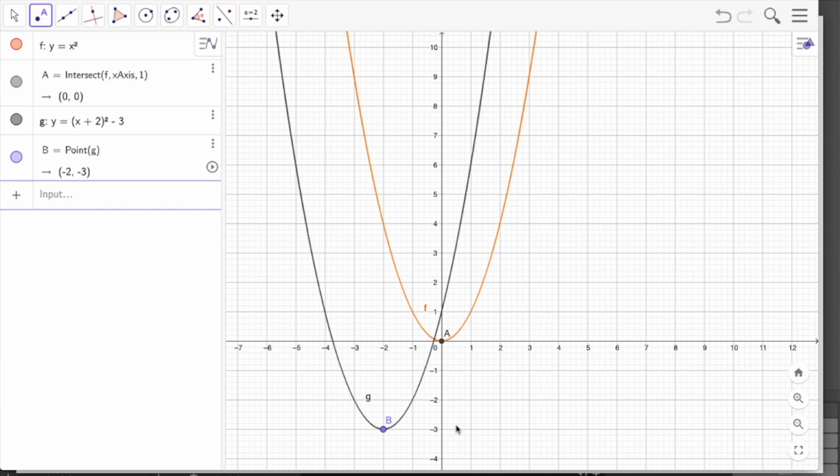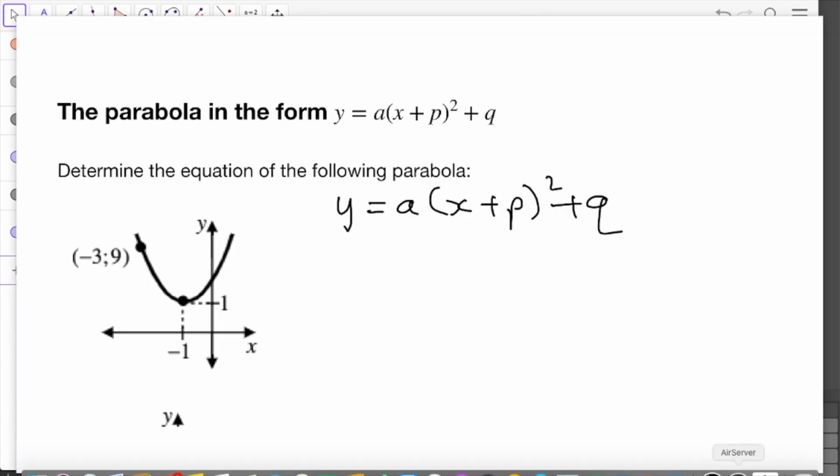And then the range will be given by the values of y. Now the minimum value of y in this case is -3. So that is the smallest value of y, which means our range can be written as y greater than or equal to -3. Our axis of symmetry will be that line x is equal to -2.